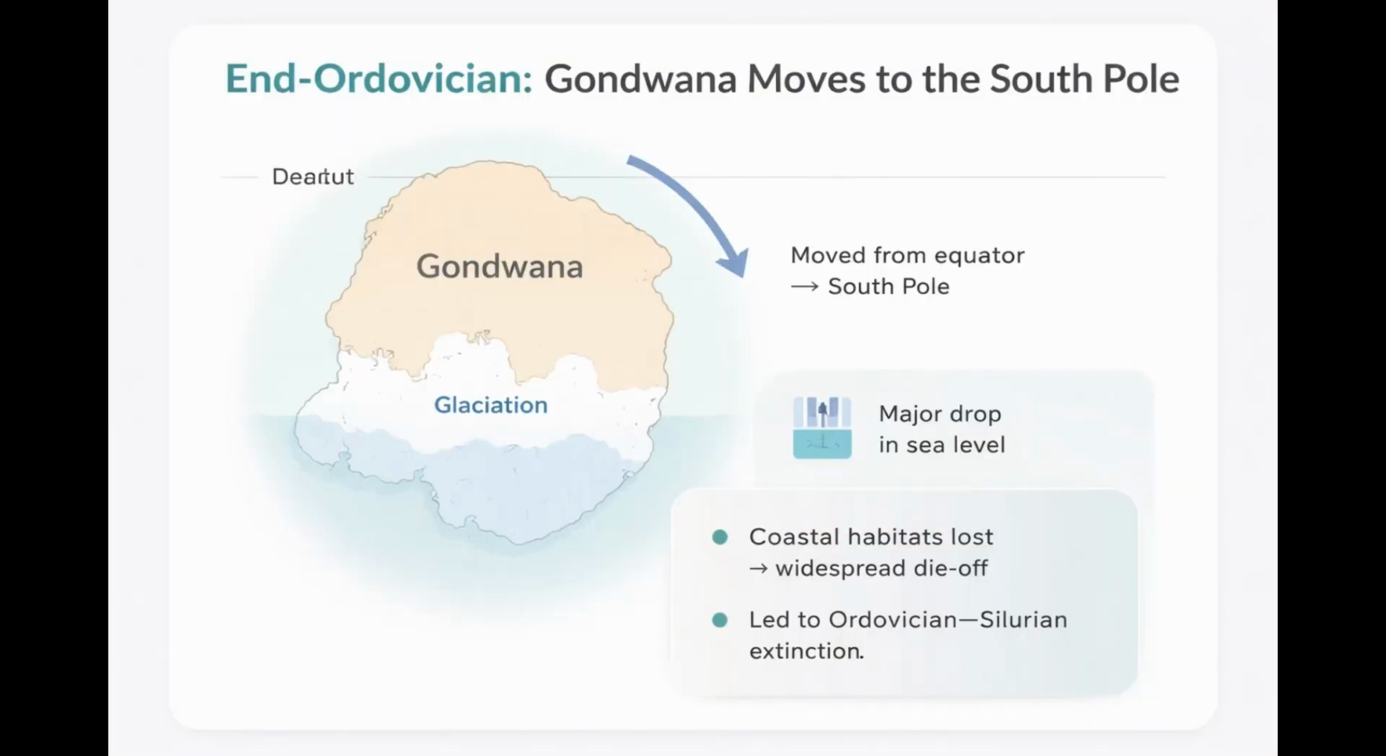By the end of the Ordovician, the supercontinent Gondwana had shifted from near the equator toward the South Pole. That movement set the stage for glaciation on Gondwana. When large ice sheets grow, sea level drops because water is stored as ice on land. The material emphasizes that this sea level fall killed off life along coastlines and contributed to a snowball Earth-like cooling, culminating in the Ordovician-Silurian extinction event.